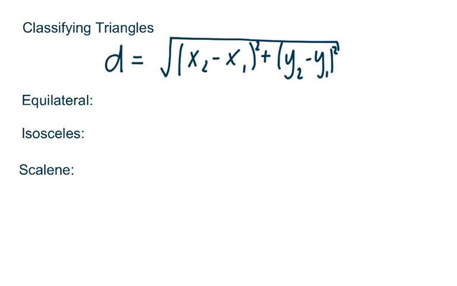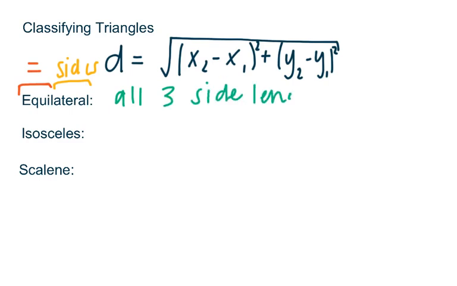So if we look at this first one, this is called an equilateral triangle. If we break down the word equilateral, the equi part is going to just mean equal, and our lateral part is just going to mean sides. So an equilateral triangle is a triangle where all 3 side lengths are the same. Alright, so that leaves 2 more.